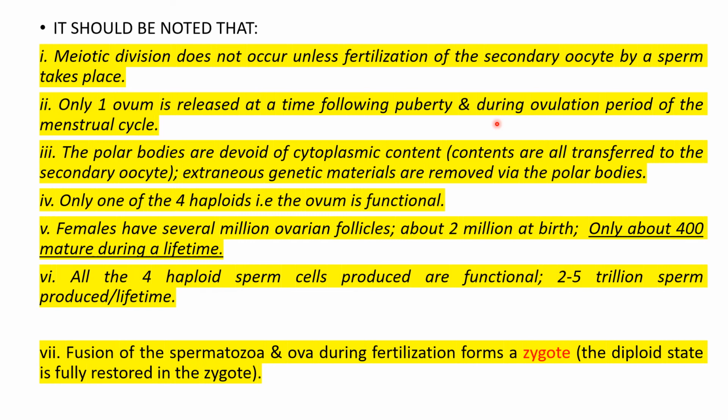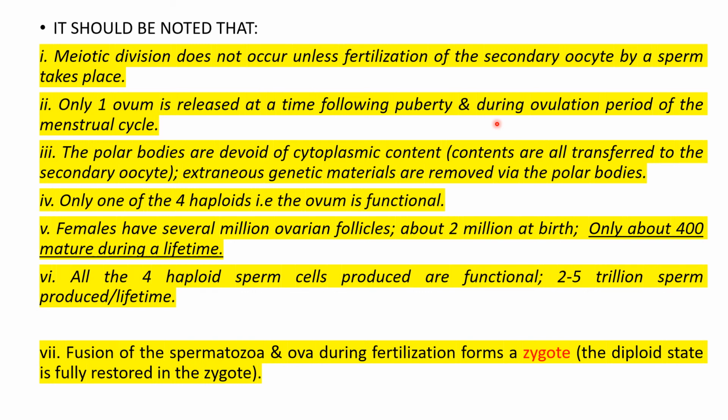3. The polar bodies are devoid of cytoplasmic content. That is, they do not have those cytoplasmic contents like the nucleus, the mitochondria, and others. All these contents are transferred to the secondary oocyte. So the extraneous genetic materials are removed via the polar bodies. 4. Only one of the four haploids, that is the ovum, is actually functional.